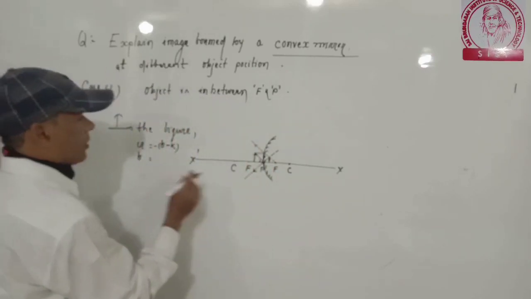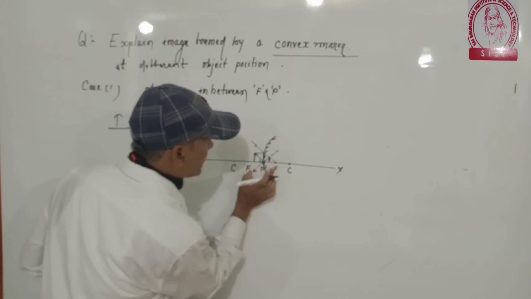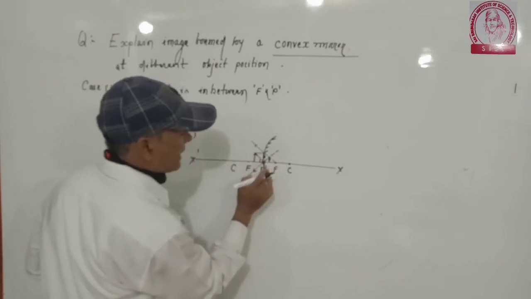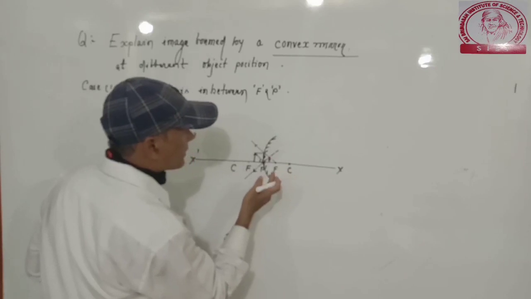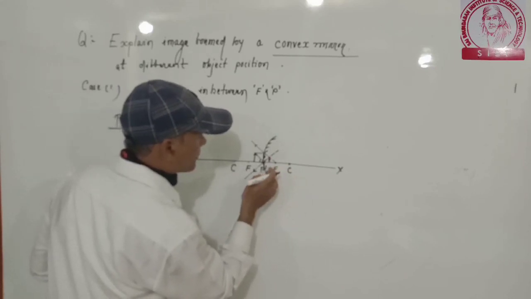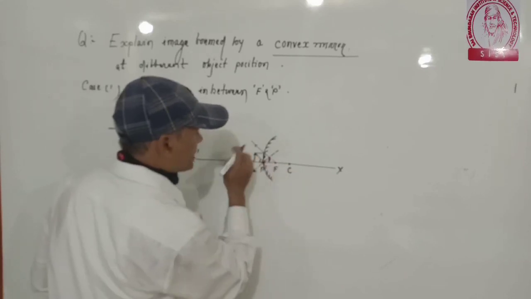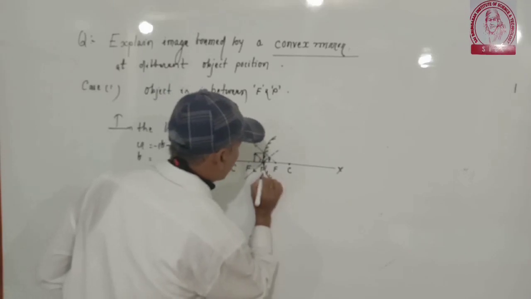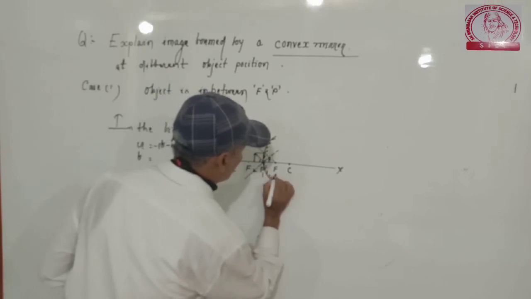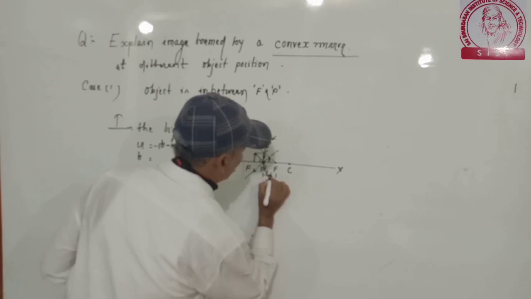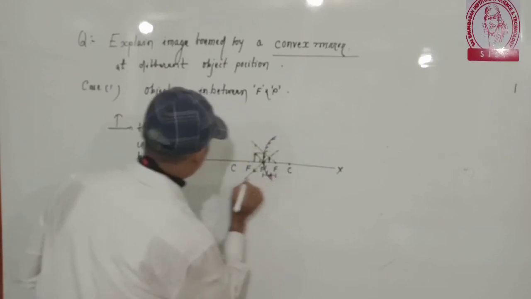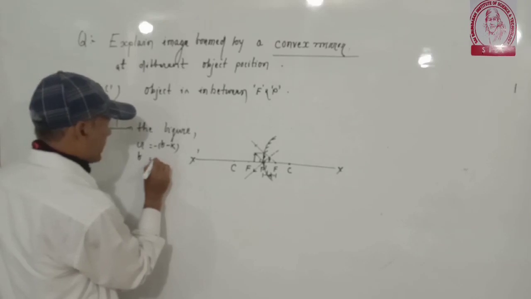Okay. So the focus is on this side. That's why focal length is taken as positive. This is the focal length, and it is measured in the positive x-axis. So focal length is positive. F is positive.